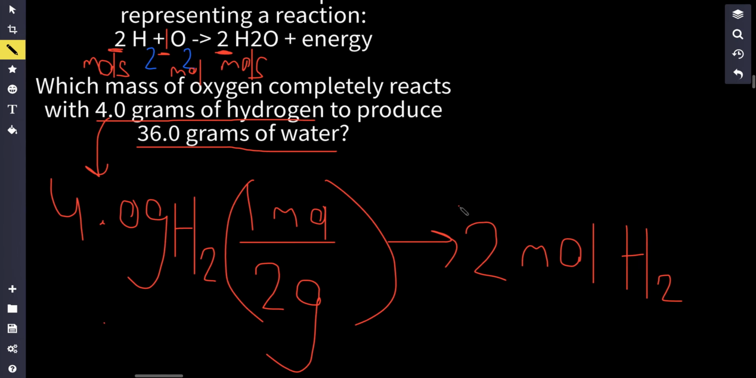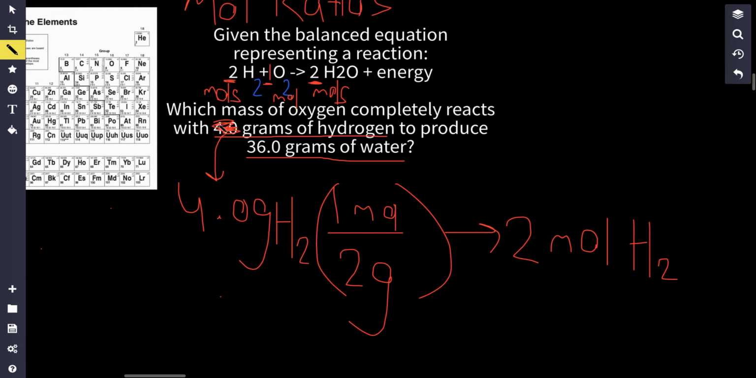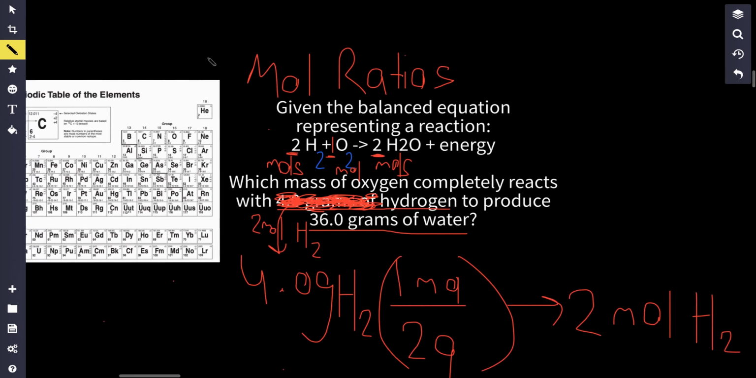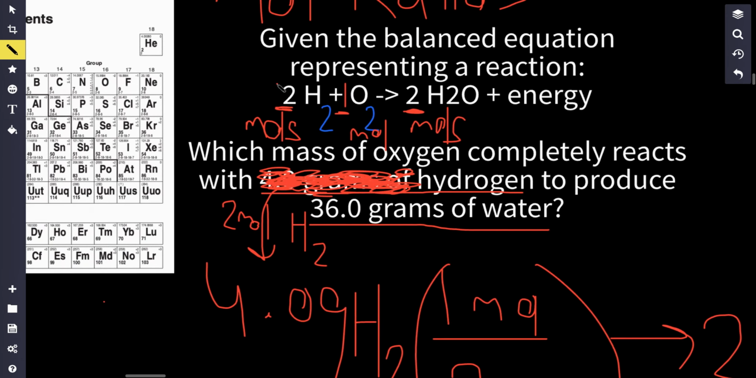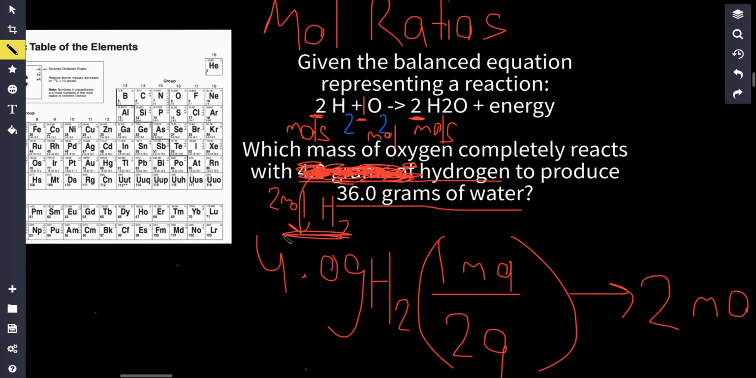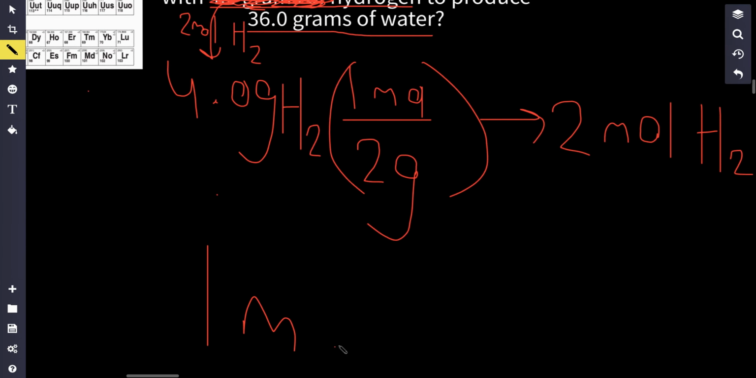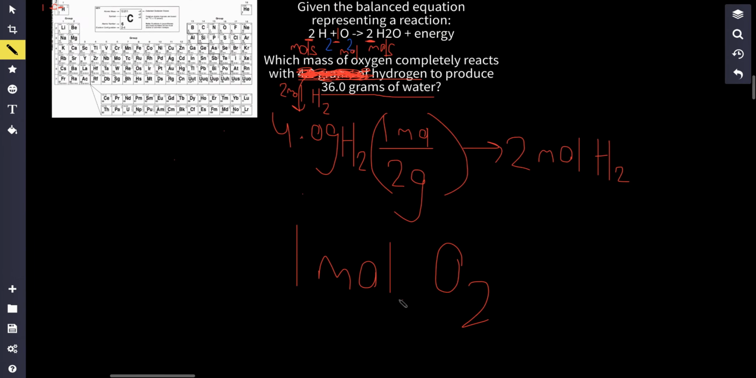So instead of 4.0 grams of hydrogen, you can just replace this with 2 moles of H2. The way to interpret this problem is: which mass of oxygen completely reacts with 2 moles of H2 to produce 36 grams of water? In this equation, 2 moles of H2 requires 1 mole of O2 for the reaction to work out. So if I have 2 moles of H2, I'm going to need 1 mole of O2.